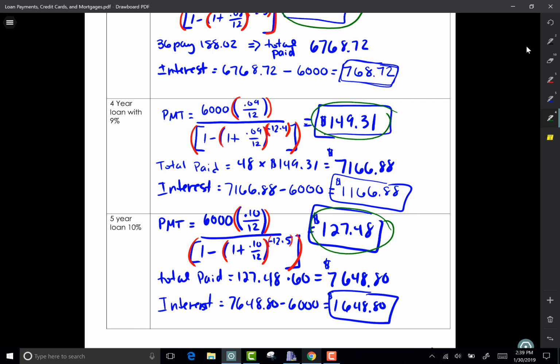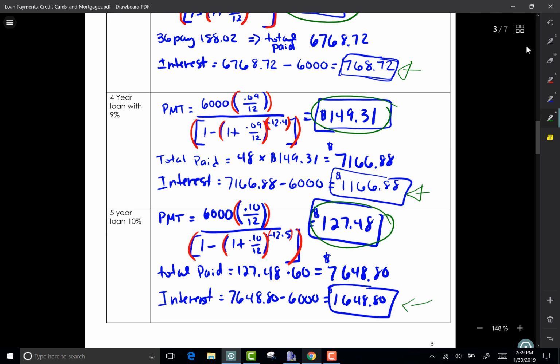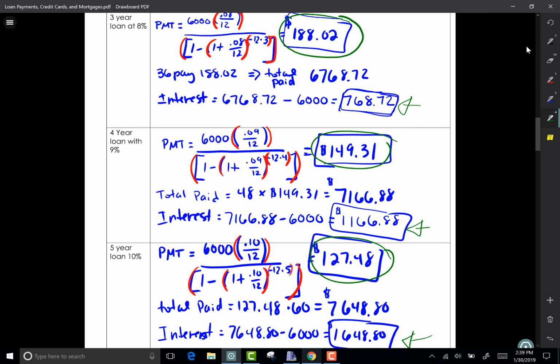However, the more time that you owe that money, your interest is going to go up. So notice that the interest for all of these increases with the number of years as well. So if you can swing a higher payment per month, it's going to save you in the long run a lot of money in interest. So that's something to definitely take into account when you are taking out a loan on something.